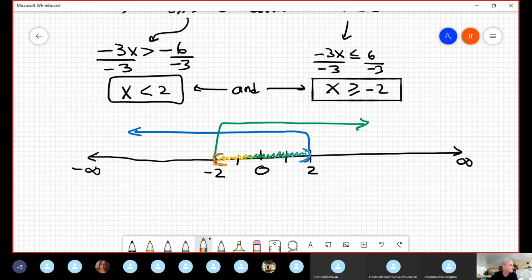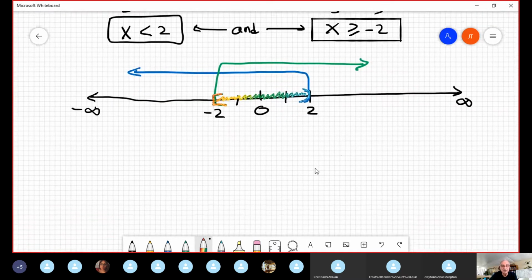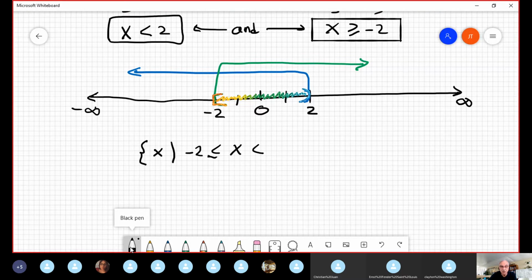Okay? Now, if you want to express this answer in set-builder notation, you copy here the curly bracket like that, x such that x is in between negative 2, here equal because it's a bracket, and positive 2. Okay, the option A.